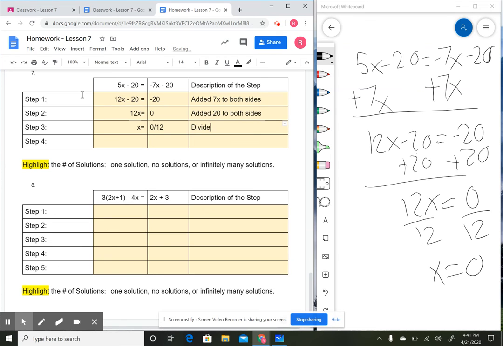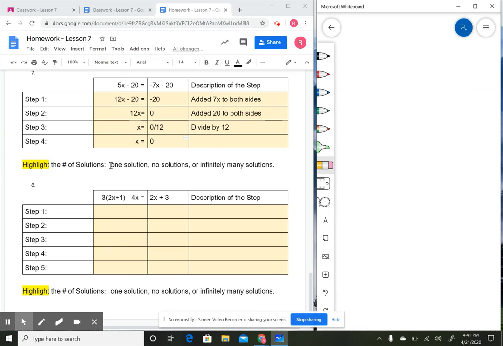Divide by 12. So you can just put x equals 0 at the end. So 0 divided by 12 would be 0. Okay. So now I'm going to do the last problem. So I'm going to highlight one solution for that one. So one solution problem.